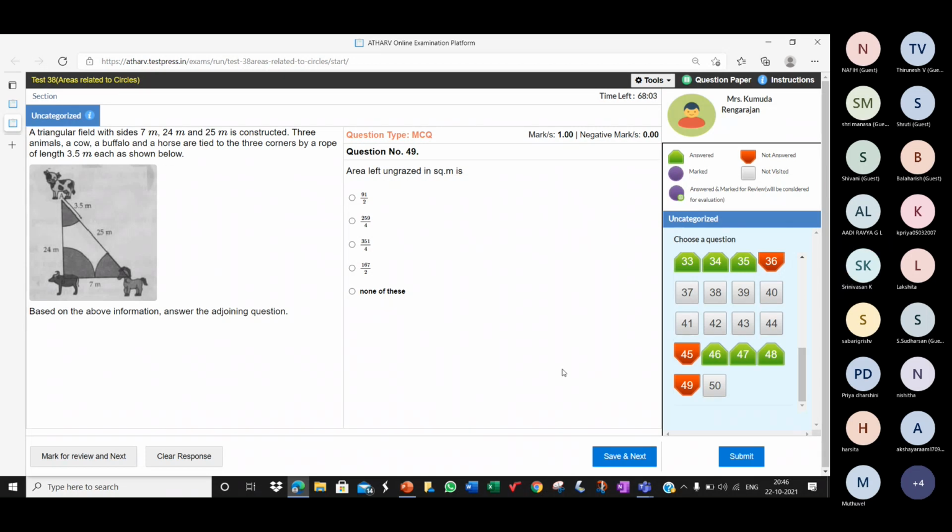259 by 4. Okay, I'm just going with your answer. I'm not checking it, but this is what it is. The area of the triangle is half base into height, 84 meters square, minus area grazed. Area ungrazed is total area minus area grazed. Total area 84 minus grazed 77 by 4. The difference is ungrazed, 259 by 4.